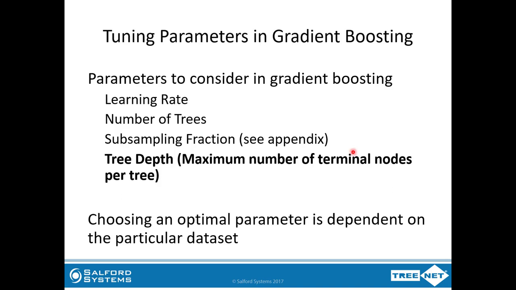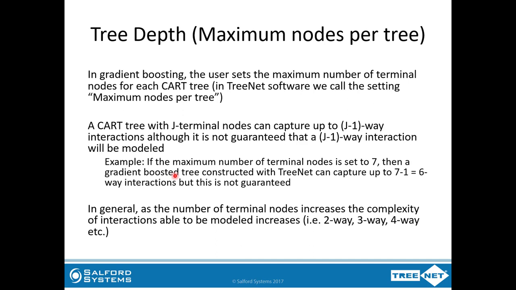Okay, so the last parameter that we'll discuss is the tree depth, and this is just the maximum number of terminal nodes per tree. In gradient boosting, the user sets the maximum number of terminal nodes for each CART tree, and a CART tree with J terminal nodes can capture up to a J minus one-way interaction, but it's not guaranteed that a J minus one-way interaction will be modeled.